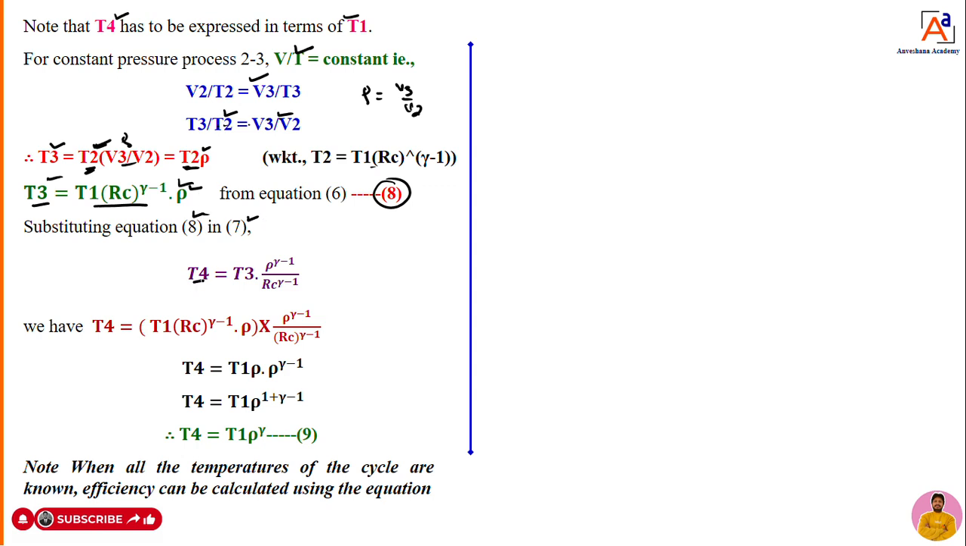Then what happens? T4 is equal to T3 to the power of gamma, into rho to the power of gamma minus 1, divided by rC to the power of gamma minus 1. What is the value of T3? That you already calculated, right? Substitute here now. So T4 is equal to T1 rC to the power of gamma minus 1 into rho into this value. The next, T4 is equal to, do simplification here now. What happens now? Dear students, you can see rC.